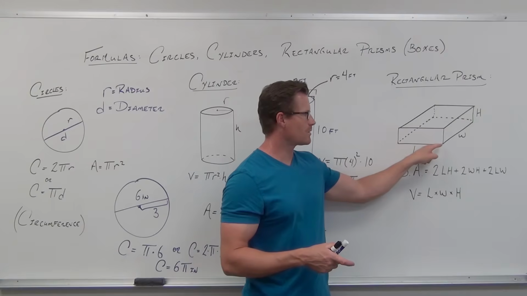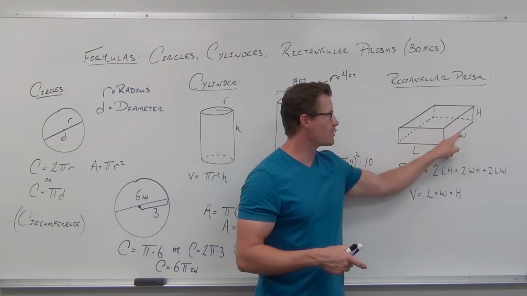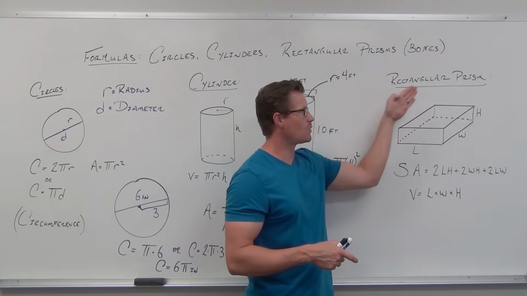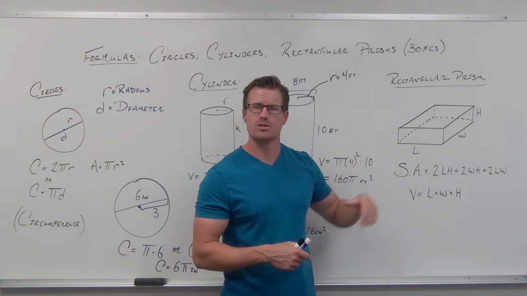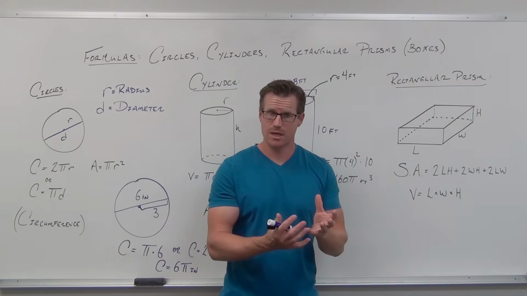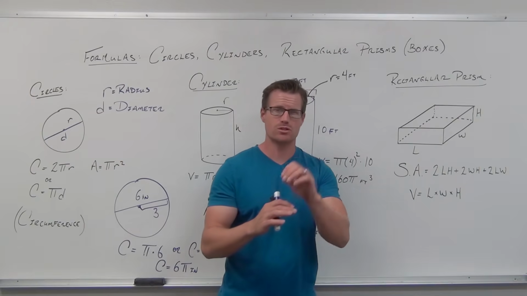So we have a length times a height, but we have it twice. We have a width times a height, but we have it twice. We have a length times a width, but we have it top and bottom twice. Add up all those areas and you get the total surface area, square units. Area is always square units.